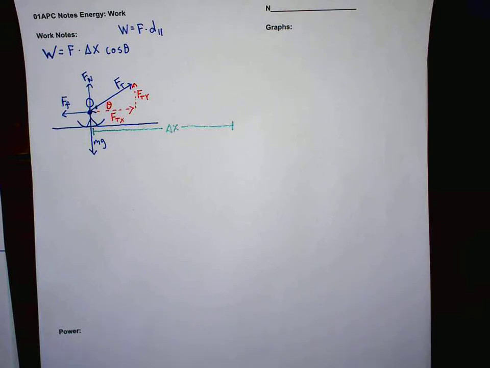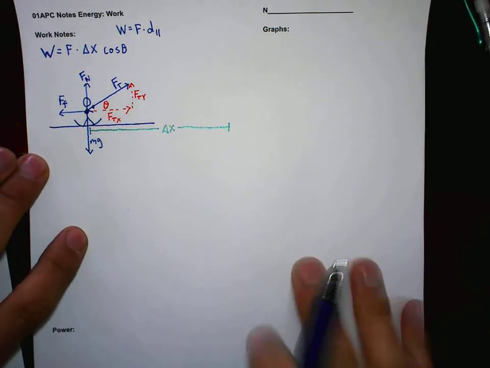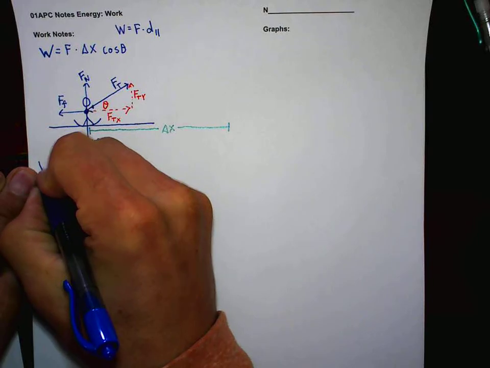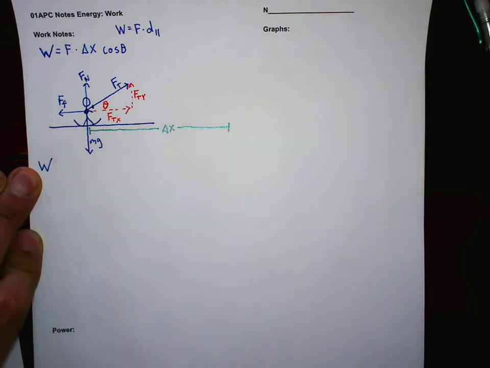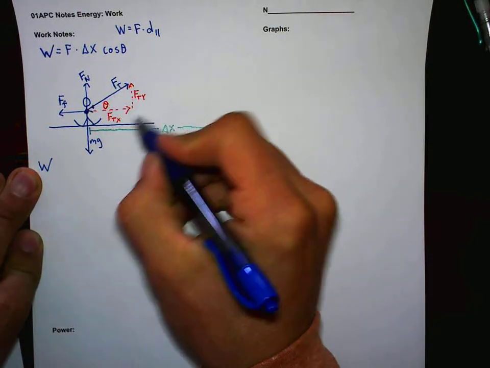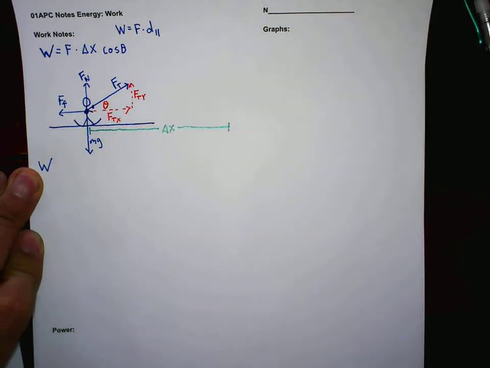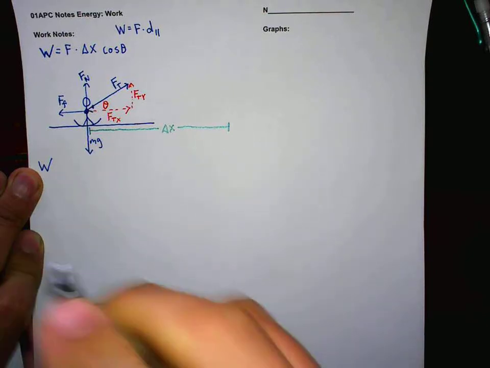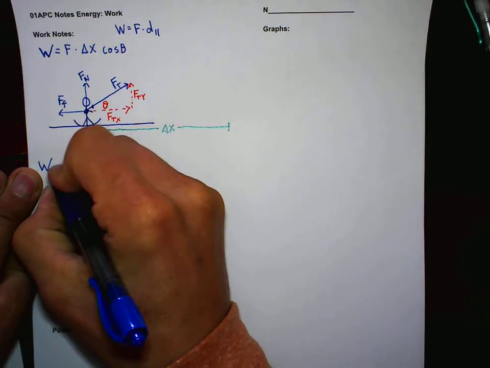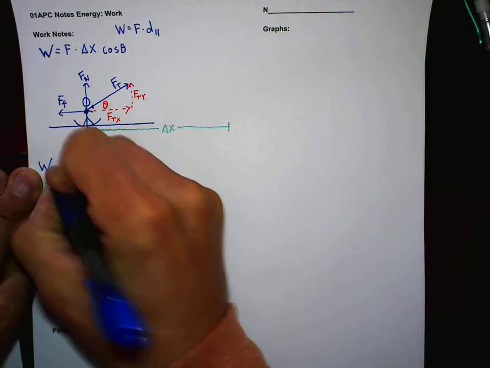Okay, so what are we going to do with this? Let's talk about the work done by each and every force here. We'll go back to good old dark blue. Okay, so the work done by, we're going to start out with the force of tension here. It's got two components. So first let's talk about work done by F T X.